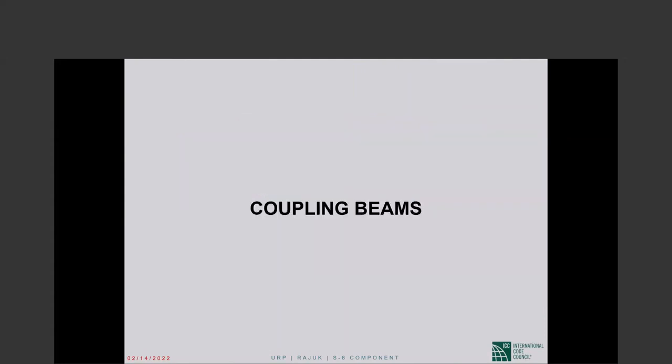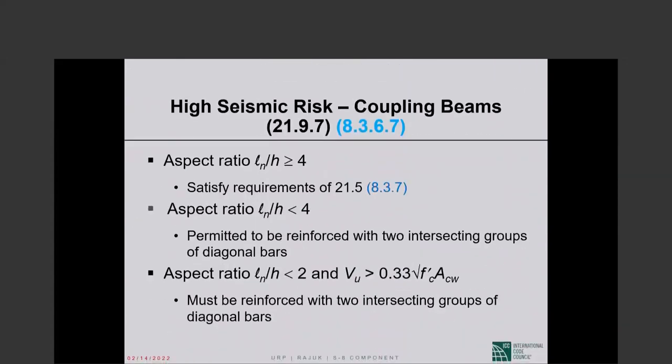That brings us to coupling beams, a significant subject. These are the beams between typically two shear walls, could be more than two, beams that are typically above window or door openings.